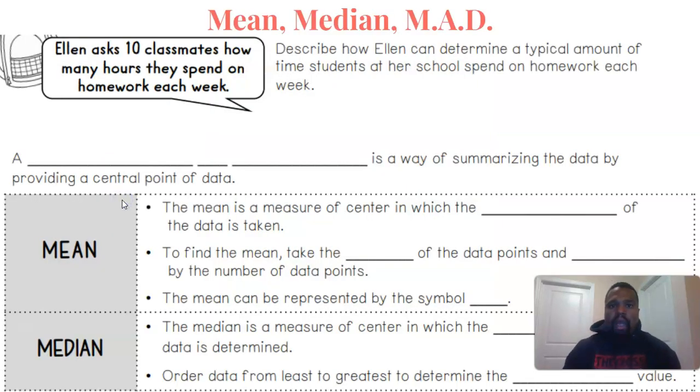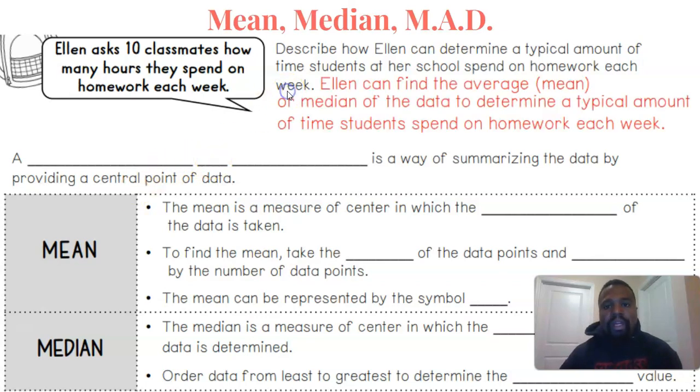Ellen asked 10 classmates how many hours they spend on their homework each week. We want to determine the typical amount of time students spend on the homework. So, you want to think about data and statistics. The best route Ellen should go would be to use the mean, or find the average, or the median to find out the typical amount of time students spend on homework each week. So mean or median could work in this instance.